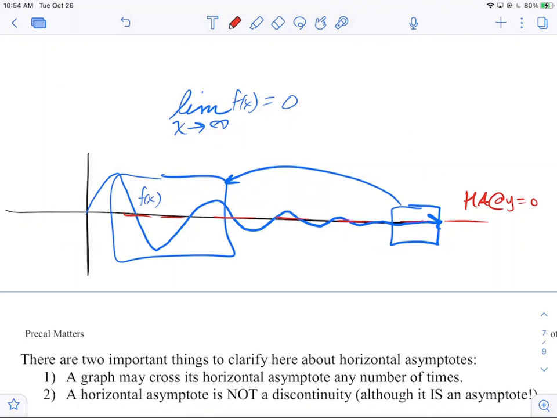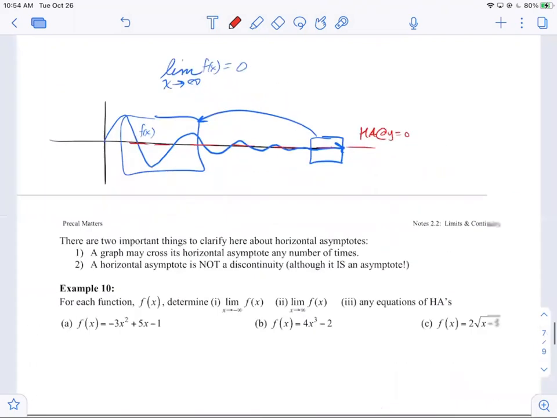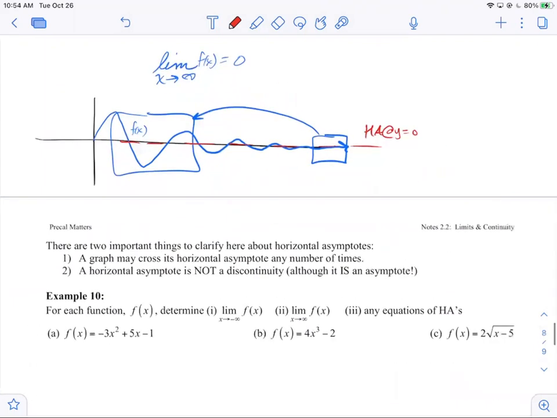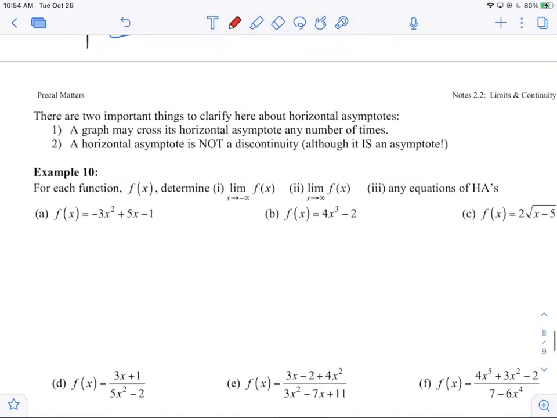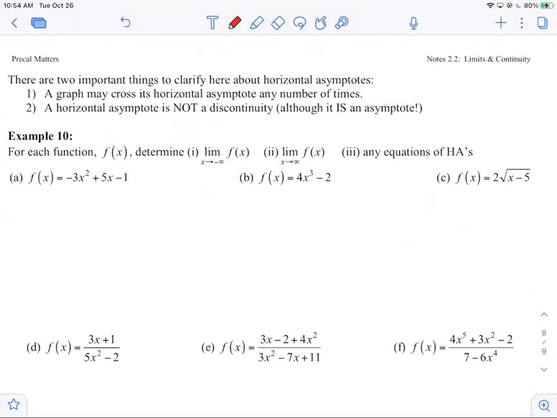It irrefutably crosses it. Okay. So anyway, not every graph will. What we're going to do on example 10 then is we're going to do three things. We're going to analyze the limit as x goes to negative infinity, the left end of the graphs. The limit as x goes to positive infinity, the right end of the graphs. And then we're going to use our information from parts 1 and 2 to answer part 3.